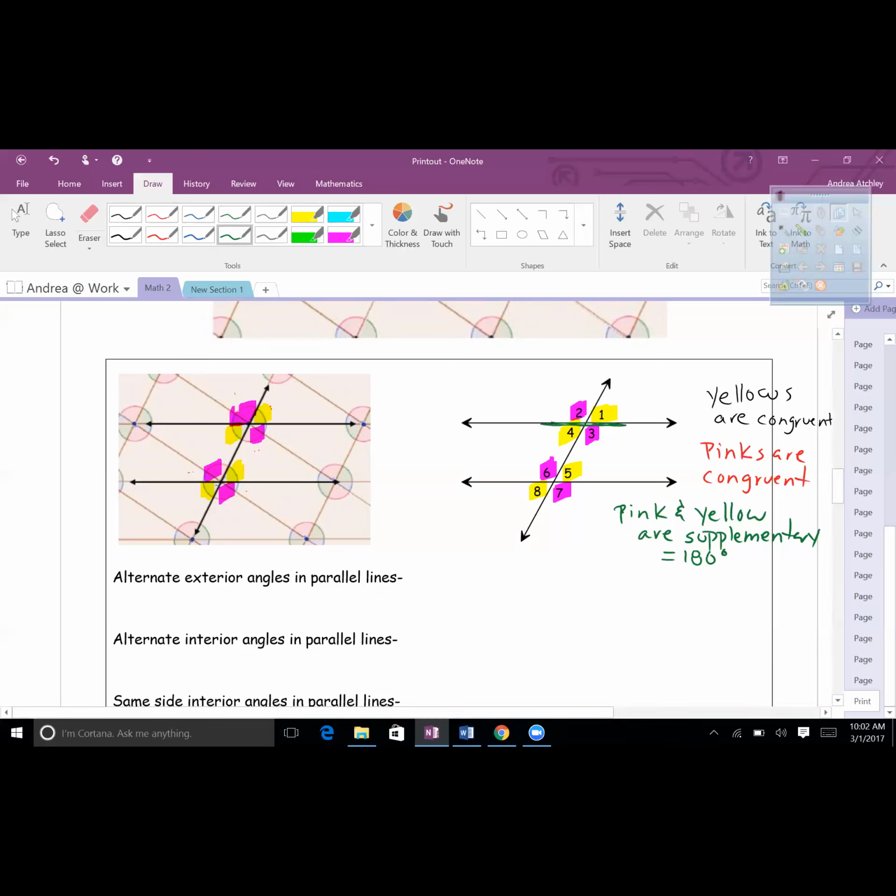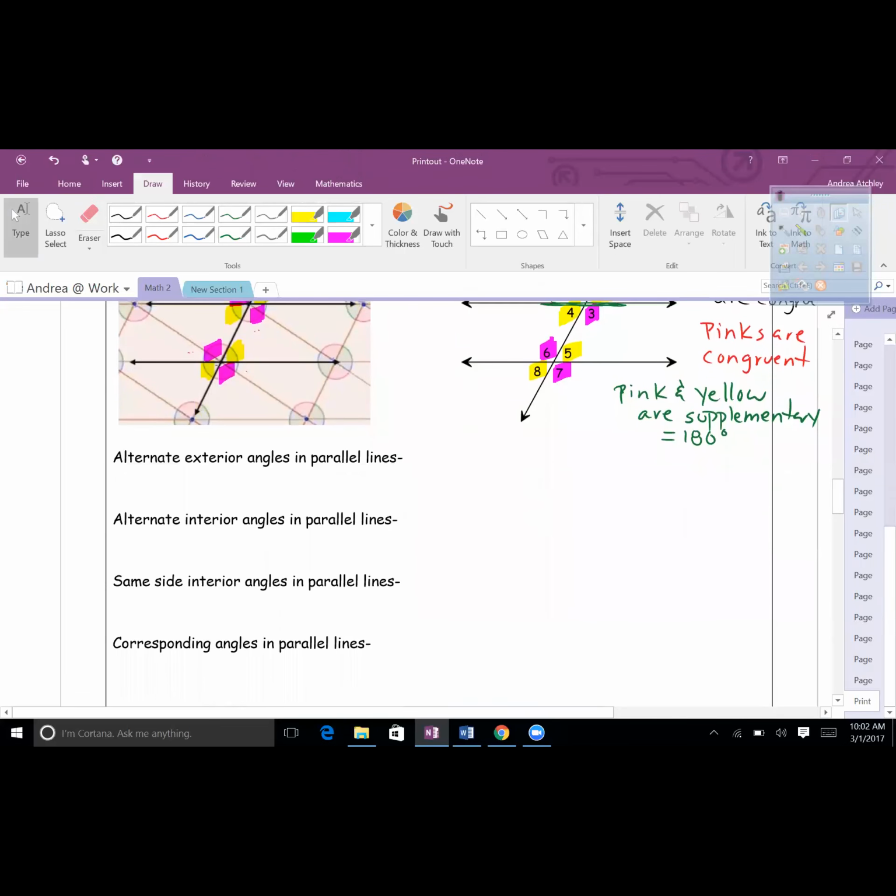Okay, so now we have to name a bunch of angles. In lines cut by a transversal, we have a bunch of special types of angles that we have an actual name for. Grab the paper, put your cell phone up there. So we have alternate exterior angles in parallel lines.